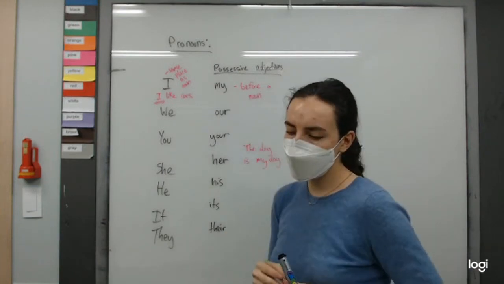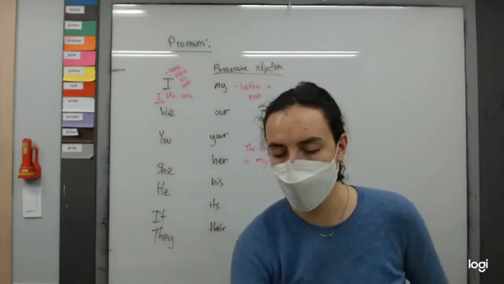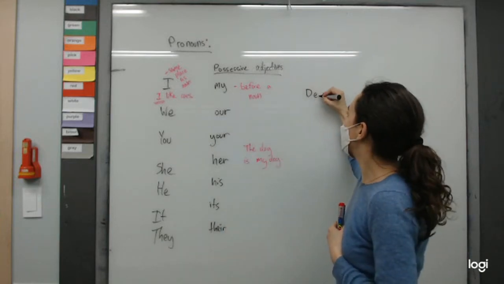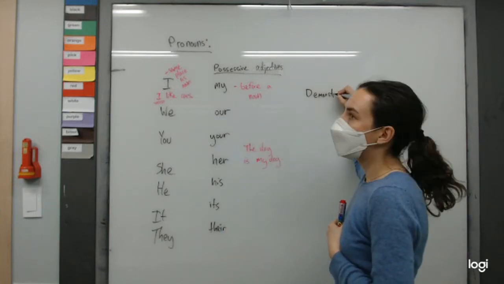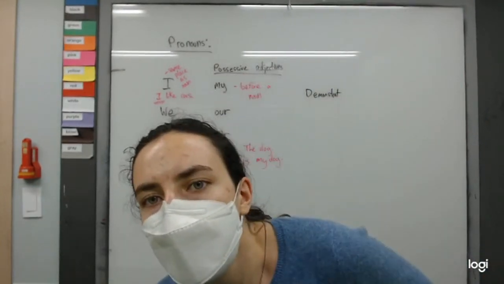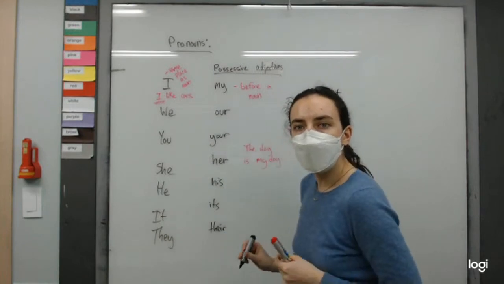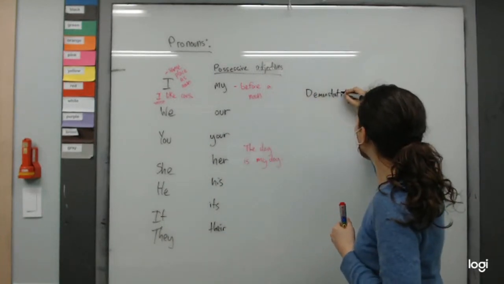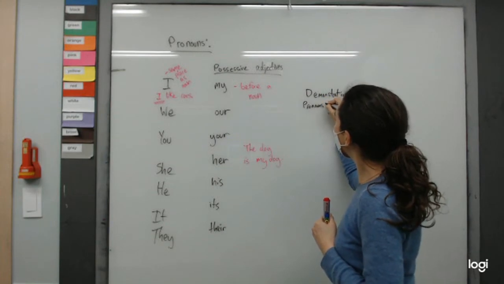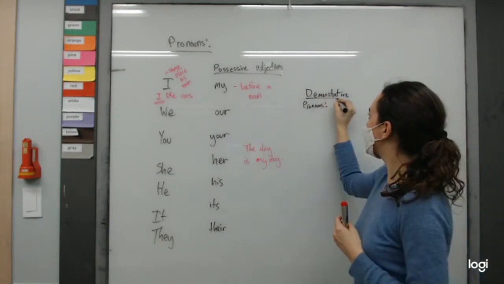Good. So we also have another type of pronoun that we are going to talk about today, demonstrative pronouns. Is there a clock in this room? Okay, no clock in this room. Okay, demonstrative pronouns.